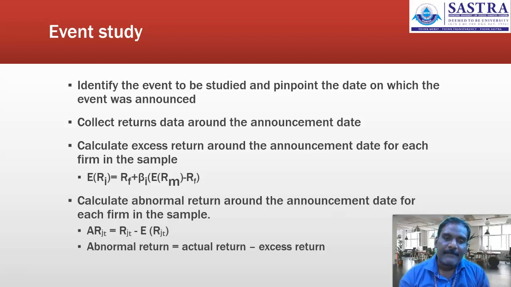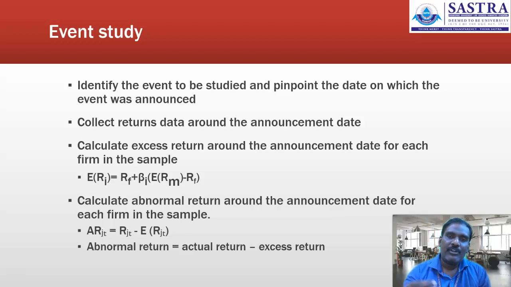It is estimated. So with that, you need to calculate the abnormal return around the announcement date for each firm in the sample. What is each firm in the sample? It is represented as M. It is each firm in the sample, the number of firms which were included in the market.